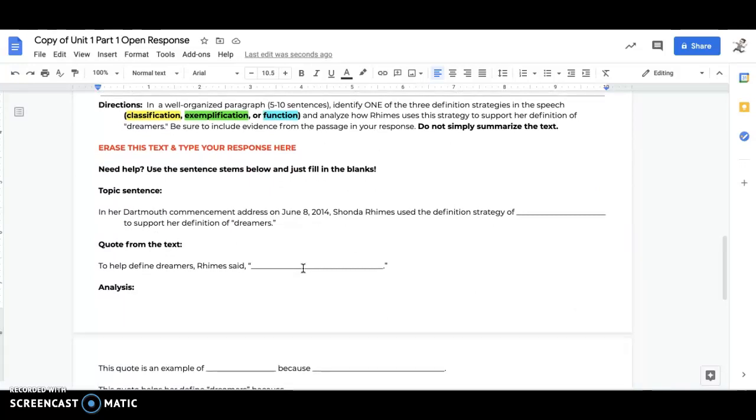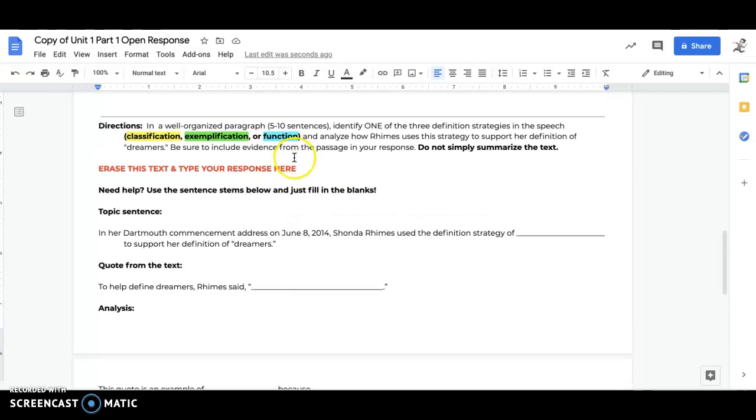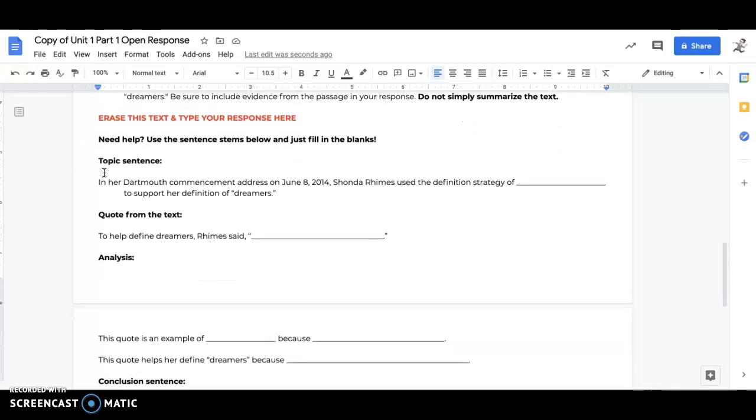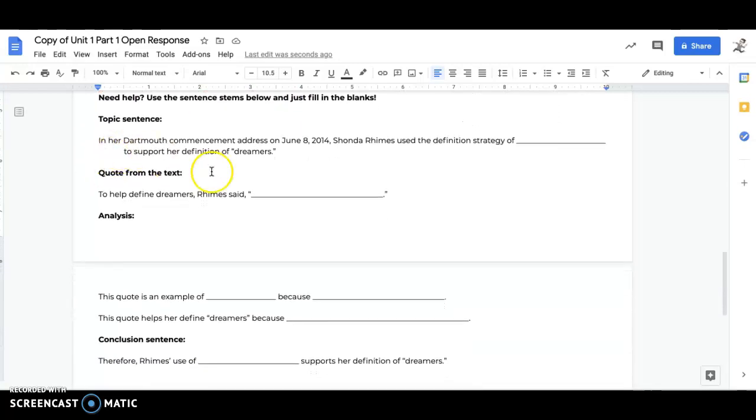So the last thing that you needed to do independently was to write a paragraph in which you identify one of the definition strategies, either classification, exemplification, or function, and analyze how Rhimes uses that strategy to support her definition of dreamers. Be sure to include evidence from the passage in your response. Do not simply summarize the text. So if you feel capable of doing this on your own, you can delete this red text and type in your paragraph. If you would like some help, what you can do is come down here.